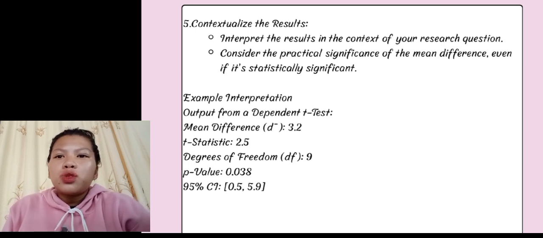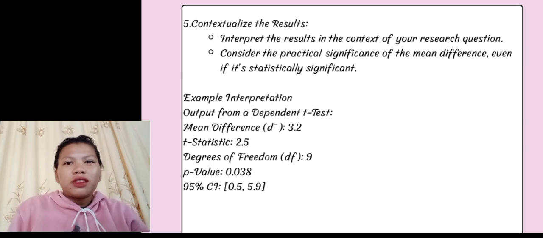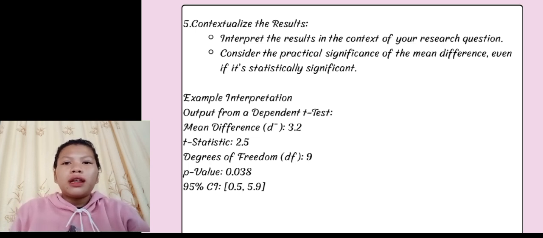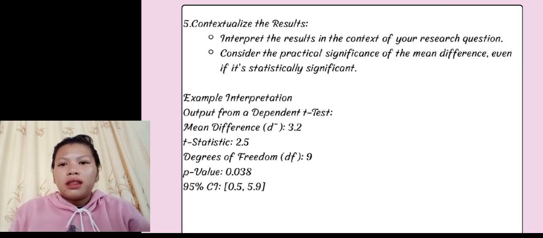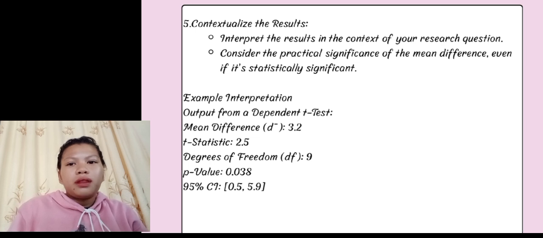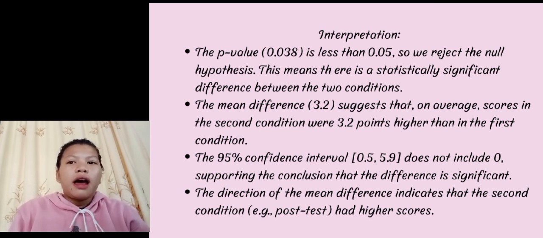5. Contextualize the result. Interpret the result in the context of your research question. Consider the practical significance of the mean difference, even if it's not statistically significant. Example interpretation. Output from a dependent t-test: mean difference, t-statistic, degrees of freedom 9, p-value, 95% confidence interval. Interpretation. The p-value 0.38 is less than 0.05, so we reject the null hypothesis.